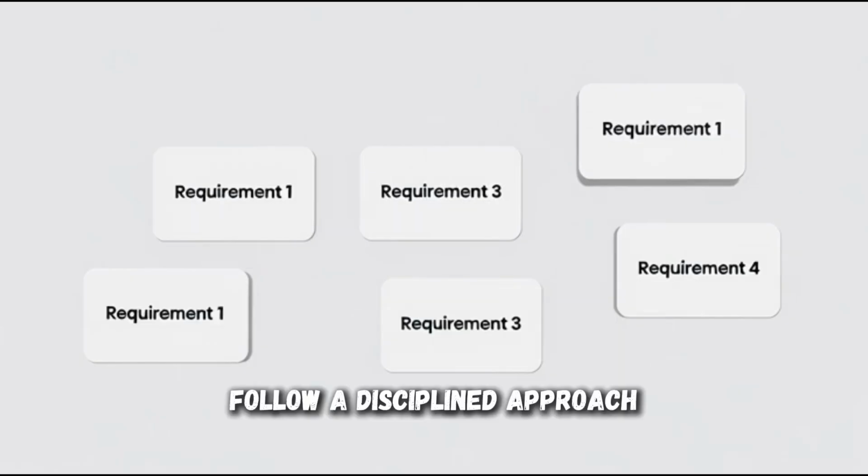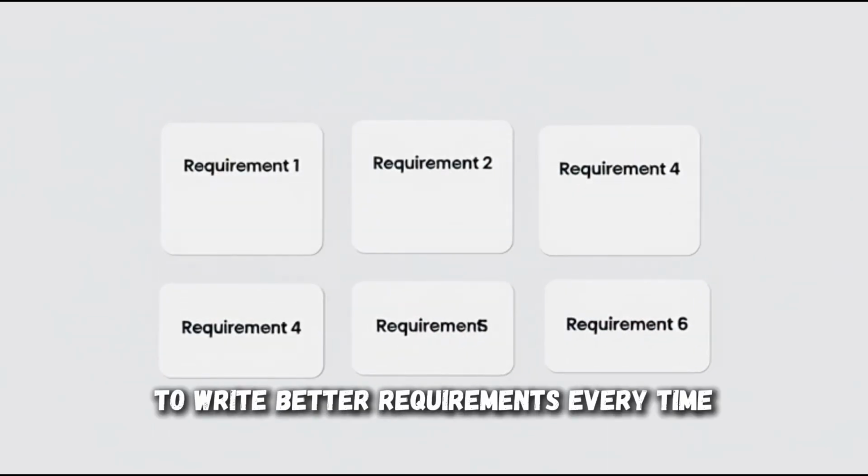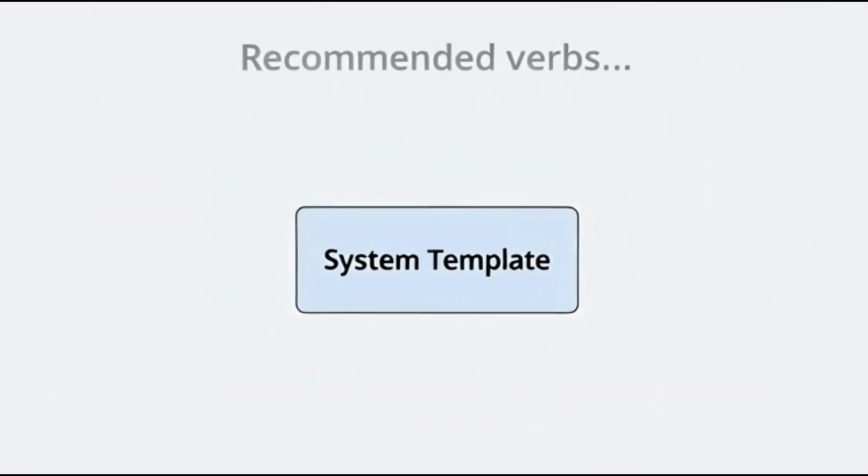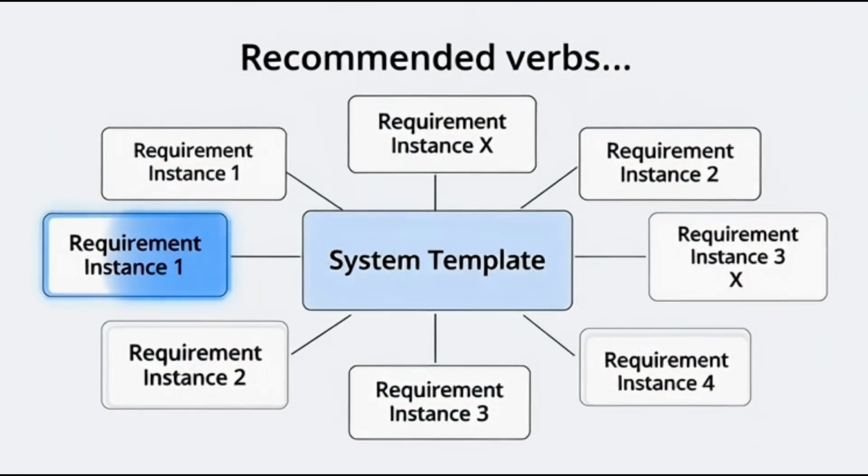Best practices and templates for strong requirements. Follow a disciplined approach to write better requirements every time. Use a consistent syntax template, a proven structure: subject shall action verb object under these conditions, with quantifiers. Example template: the system or component shall perform this action to achieve this outcome within these measurable limits. Recommended verbs: shall for mandatory, should for desirable but clearly flagged.